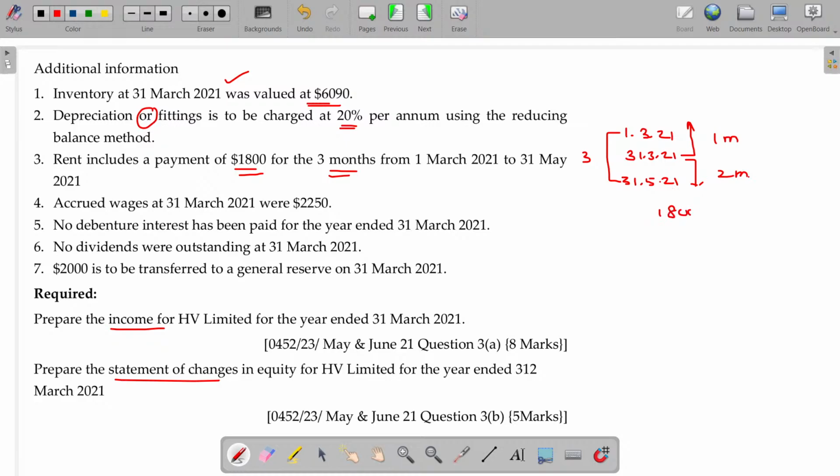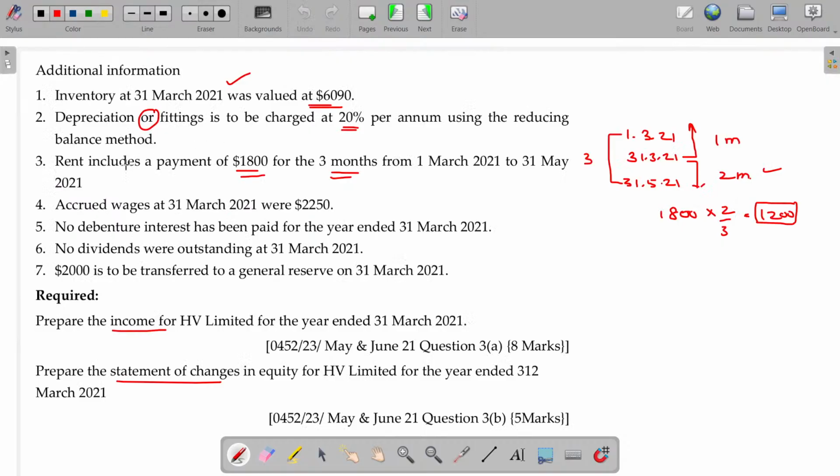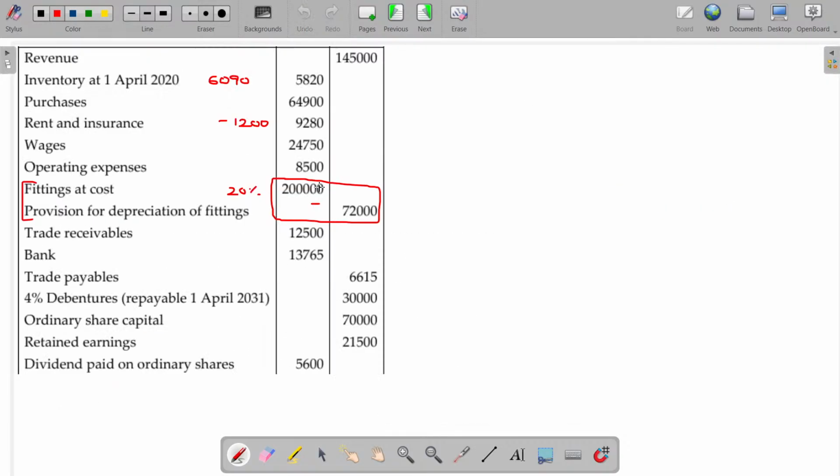1800 is for 3 months. For this, 2 months, so 2 by 3, 1200 rupees will be considered as advance. Advance should be subtracted from the rent account. So minus 1200. Accrued wages 2250, so outstanding should be addable. So 2250 should be addable. Rent will be your current assets and this will be your current liabilities. Anyhow, I am not going to prepare the financial statement here.